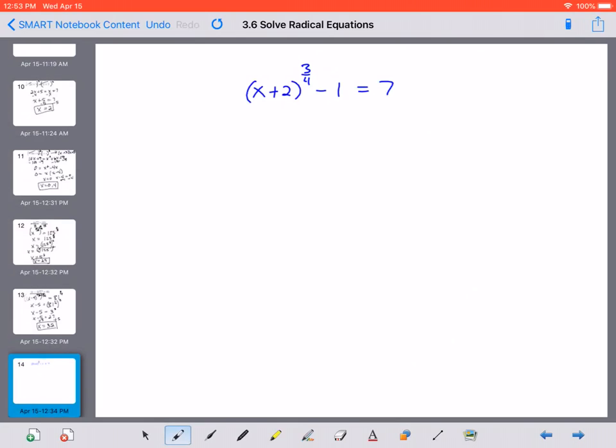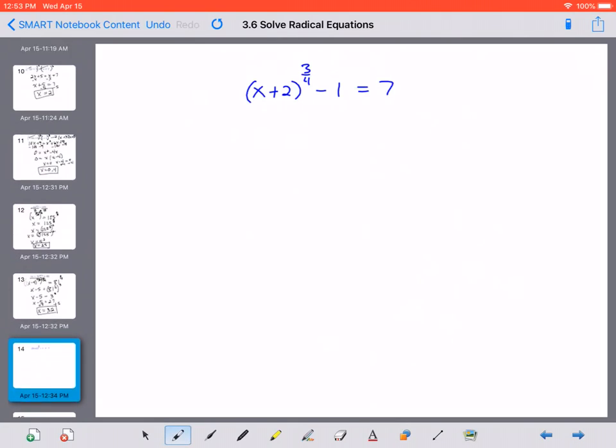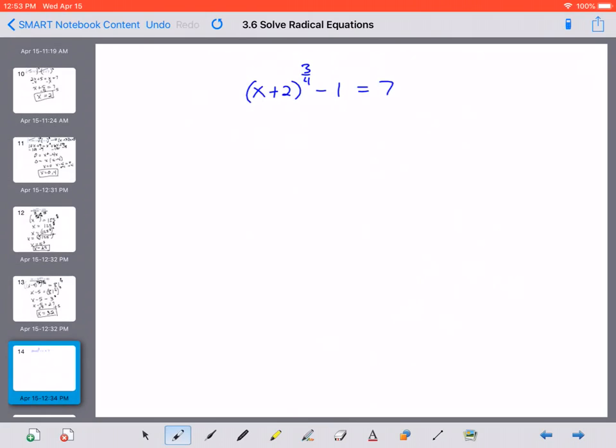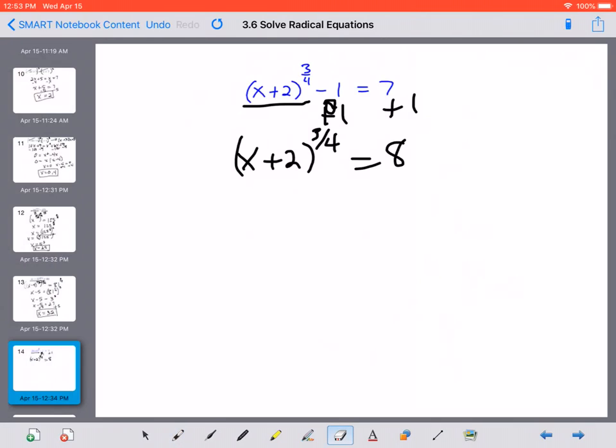All right, this is our last example we're going to go through. This will be similar to the last question we just did, except we need to get the power term by itself. So we first need to get rid of this minus 1. So I'm going to add 1 to both sides. That gives you x plus 2 raised to the 3/4 power is equal to 8. Now I'm going to erase this to give myself a little bit of room. We're going to raise this whole expression to the reciprocal power of the exponent. The reciprocal of 3/4 is 4/3.